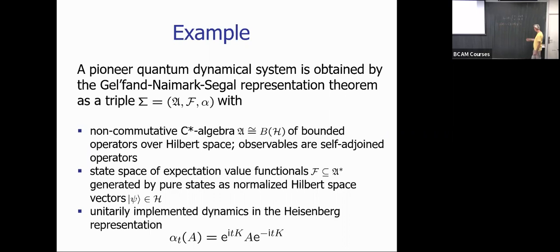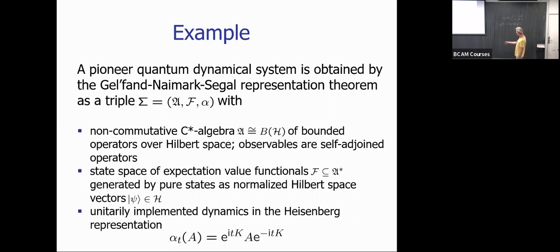And this we know, this is the expectation value of an observable A in a state psi in the Hilbert space. And this gives rise, we can say, to a state in the sense of our formal definition. To each vector in the Hilbert space, we can assign one state given by psi, evaluating elements of the algebra. And finally, we have to talk about dynamics.